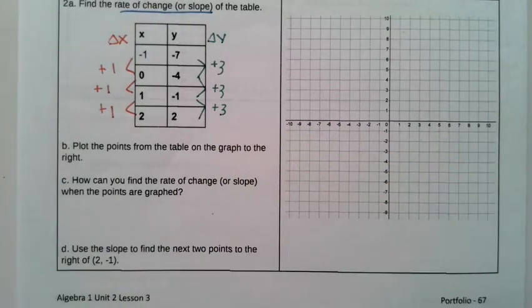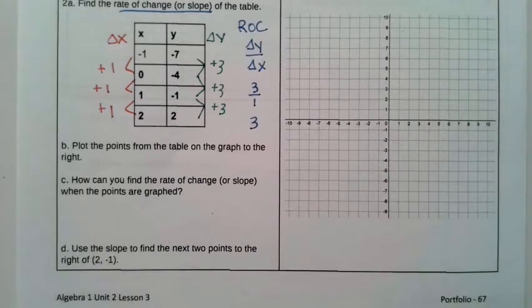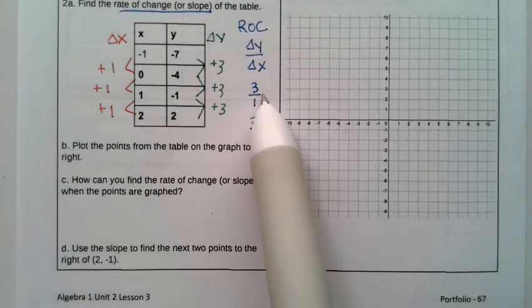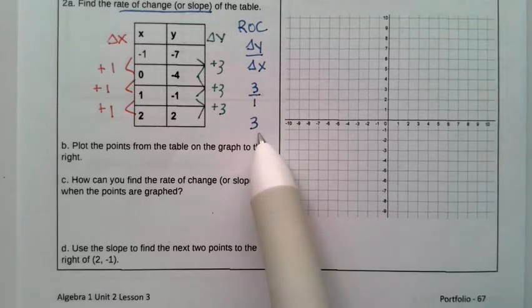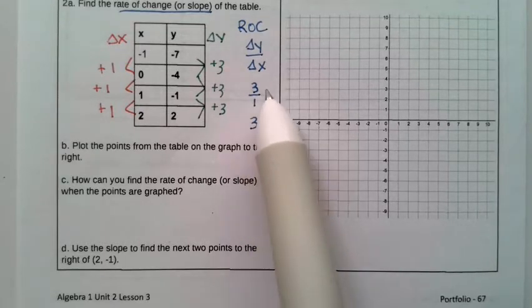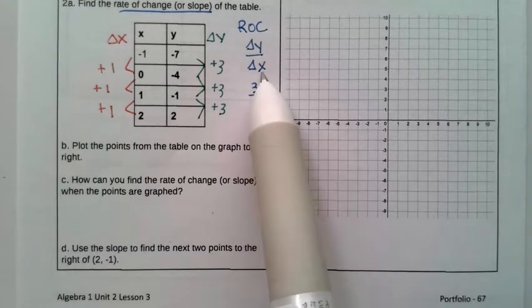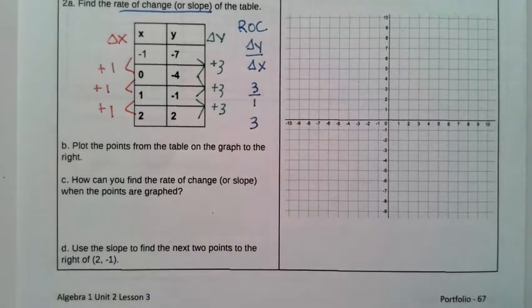Now write down the rate of change. You can see rate of change is always the change in y over the change in x, and our change in y is 3, our change in x is 1. You can reduce that to 3, but I do like to keep thinking about it in this form of a fraction. 3/1 is equivalent to 3, but when we're plotting points, having the 1 as a placeholder for the change in x is going to be helpful for us.